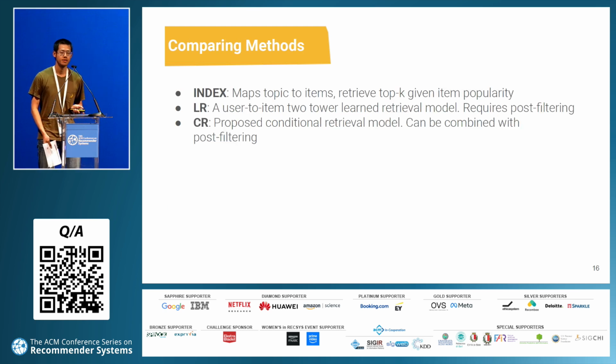Here are some comparison methods we use. Index means token-based methods, where we just map a topic to all the items that can satisfy that condition. LR means learned retrieval, essentially a two-tower model that is generic user-to-item retrieval, which requires a post-filtering technique to work with a condition. CR is conditional retrieval, and we've tried it with and without post-filtering in our online experiments.